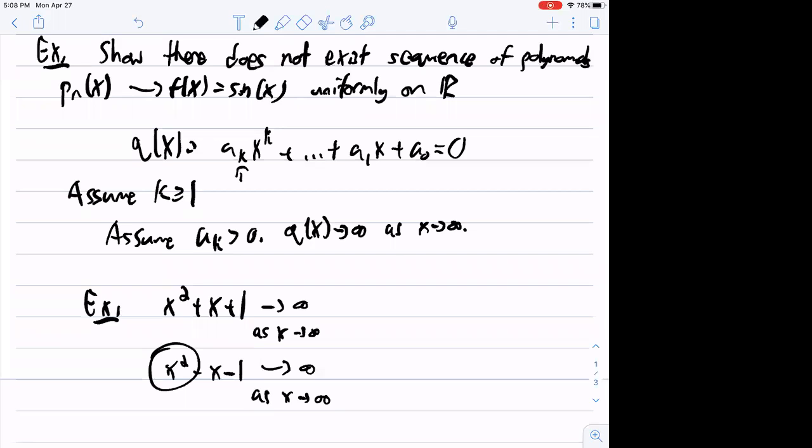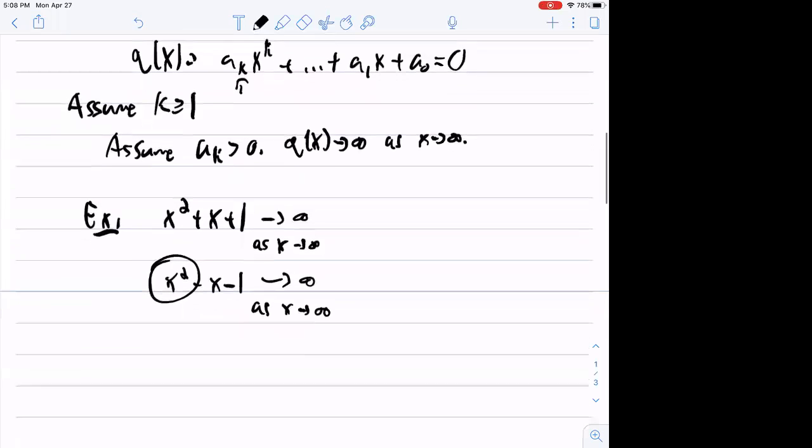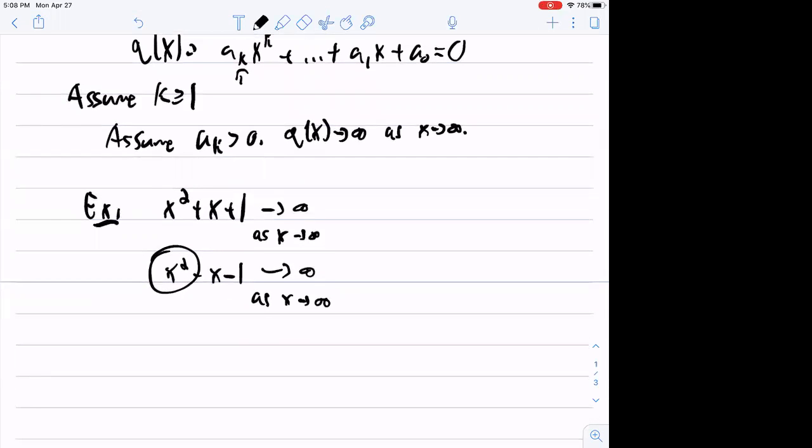Okay, so now we have that. Now comes the question: f(x) = sin x is bounded, right?